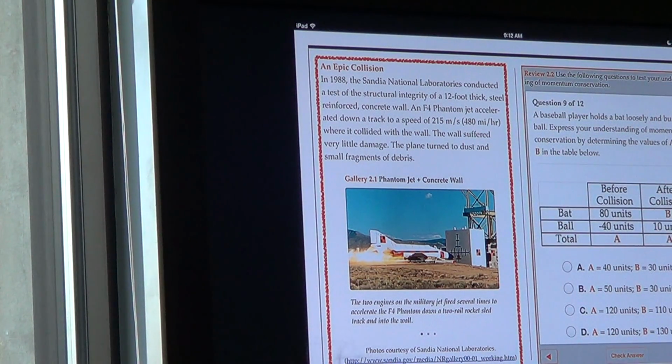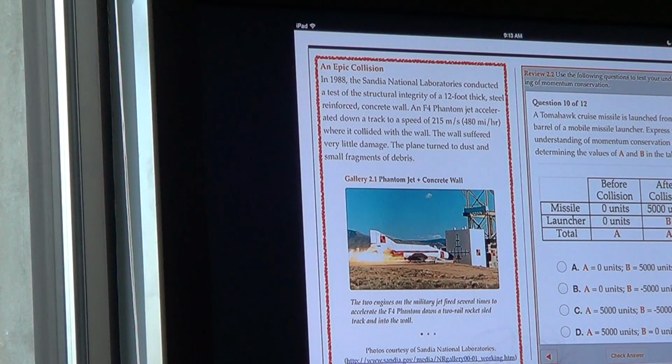Good. Okay, a baseball player holds a bat loosely and bunts a ball. Express your understanding of momentum conservation by determining the values of A and B in the table below. A would be 40, and so B would be 30. Good. There are 2 A's at the bottom because they would be equal to each other, because the total momentum would be the same.